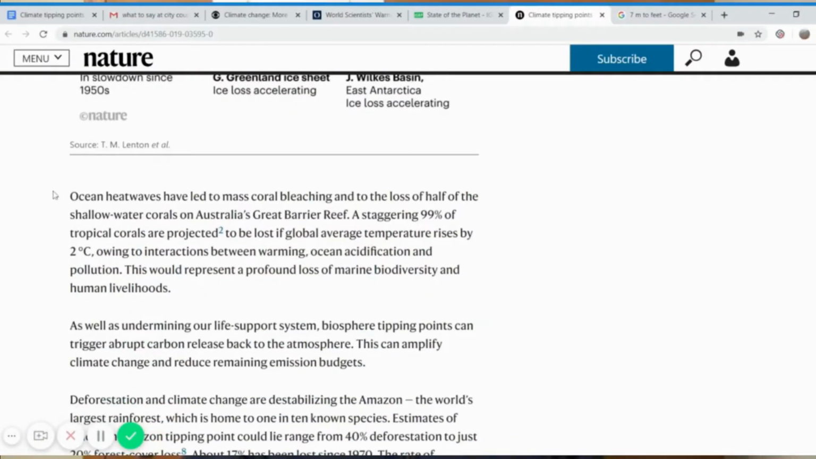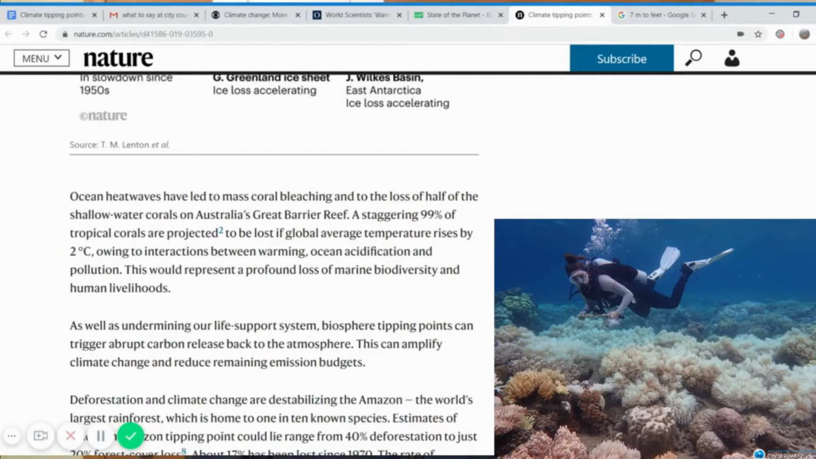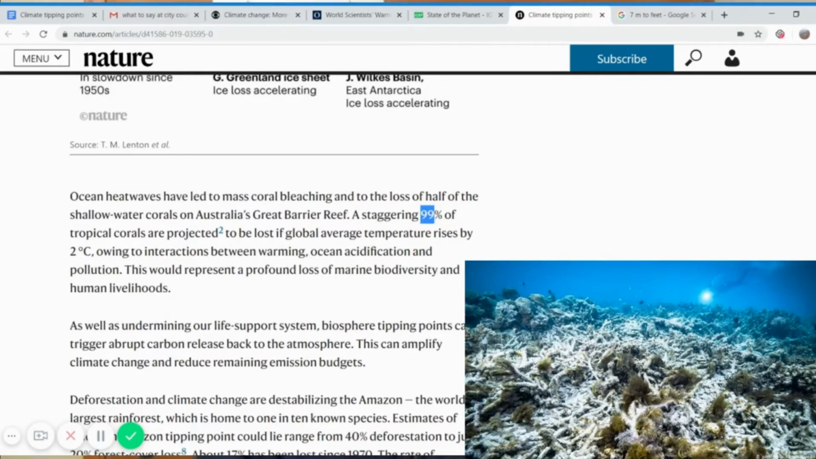Ocean heat waves have led to mass coral bleaching and to the loss of half of the shallow water corals in Australia's Great Barrier Reef. A staggering 99% of tropical corals are projected to be lost if the global average temperature rises by just 2 degrees Celsius. That will kill entire ecosystems, which are all interconnected.